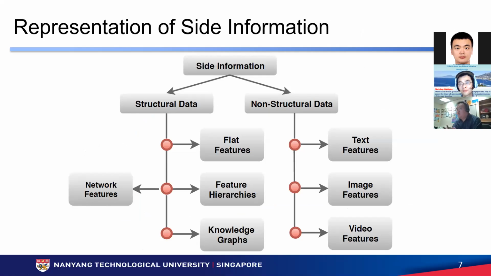So there are basically two big categories. One is structured, another is unstructured. For structured side information, there could be flat features, I will give you an example in the next slide, and also feature hierarchies, the hierarchy of the features, and also network features. Basically, the features are formed in a network, and also knowledge graph. I will talk about knowledge graph as well. And then another big category is non-structured, like textual features, images, and videos. All this side information is non-structured. Okay, unstructured.